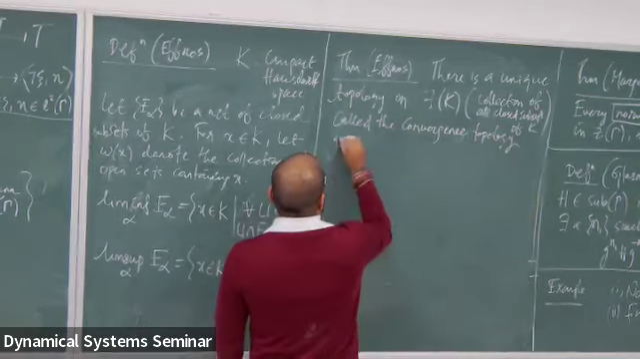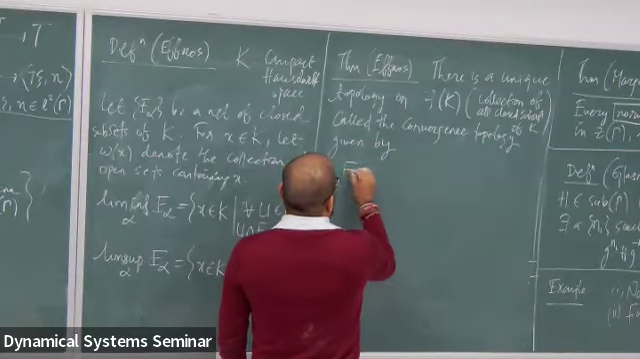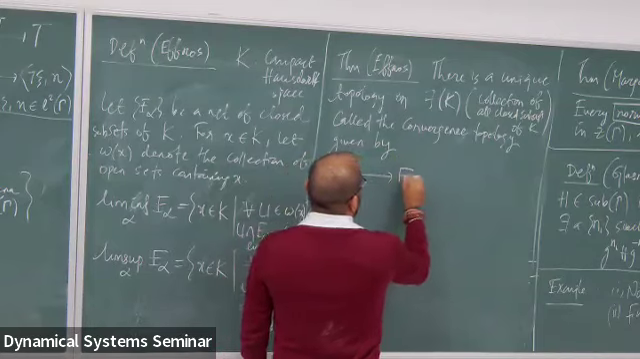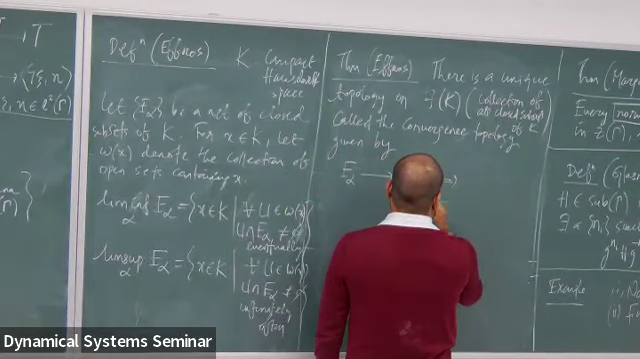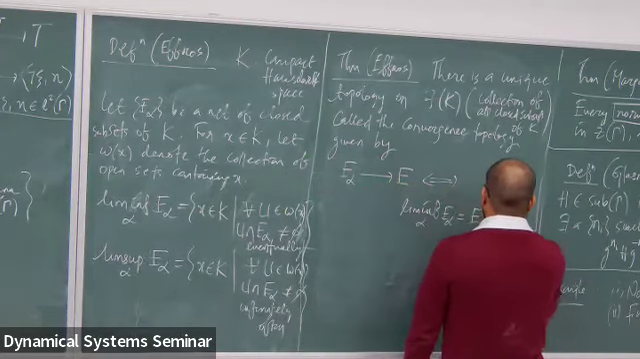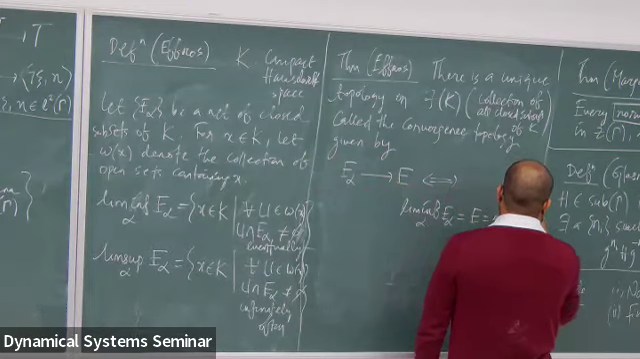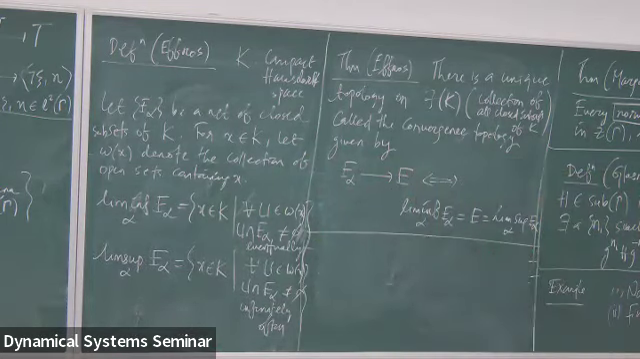And this topology is exactly given by E alpha converges to E if and only if the lim inf of E alpha is the same as E, which is the same as the lim sup. Do you know if it agrees in the case of a metric space with the Gromov topology? It agrees with the Gromov topology.